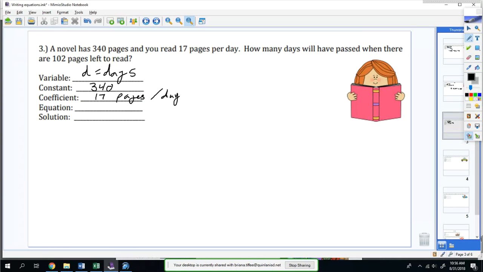So your equation is you start off with 350, and then instead of adding the 17, you're going to subtract 17, because you're not trying to add pages to your novel, you're trying to read them. So it means you're taking them away. So it'll be 17 times D equals 102.